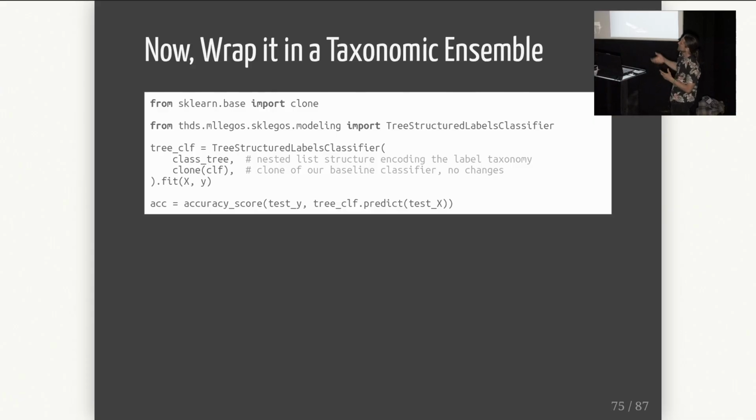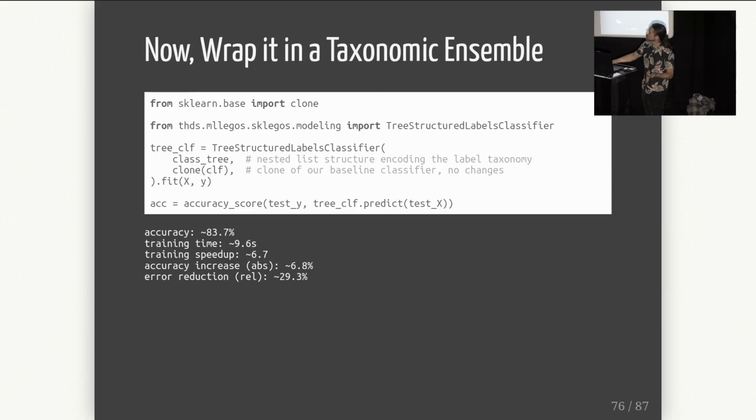So here's the code you would run. We have an open source repo where we host this model that I'll link to at the end. This is the import, and you would just take your cloned classifier. That's our old classifier, same architecture, nothing changed. I'm just cloning it and sticking it inside this ensemble. The class tree is just specifying what the structure of my label space is. So it's just a nested list of lists all the way down to my leaf classes. And I'm going to fit that thing. It has the same interface as any standard sklearn interface.